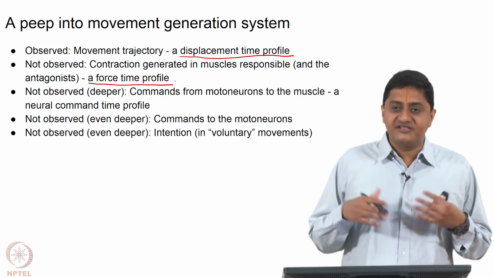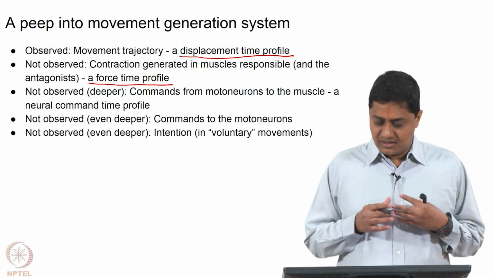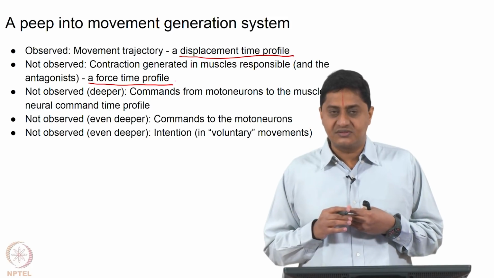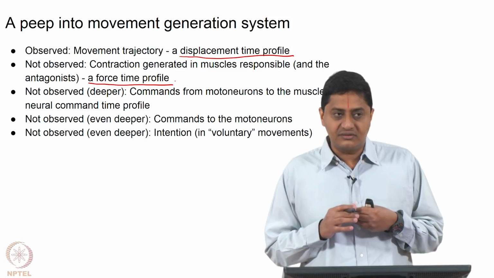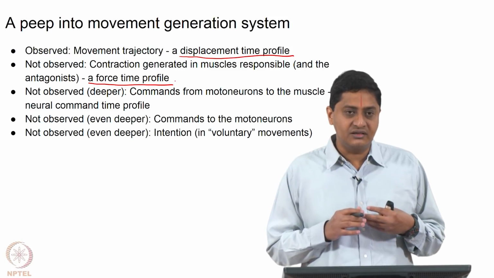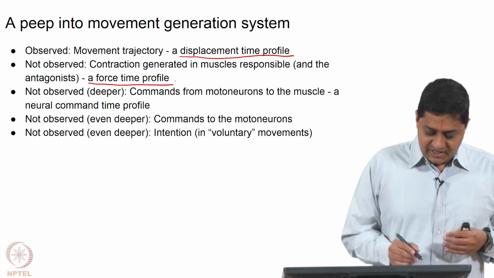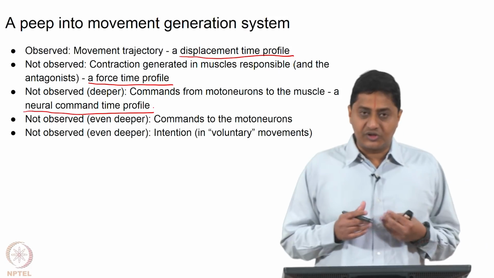Secondly, how are these muscles controlled? Commands from motor neurons are passed on to the muscles. So, if contraction is happening in some time profile, there must be a command time profile also, give or take some time, a neural command time profile generated from the motor neurons.